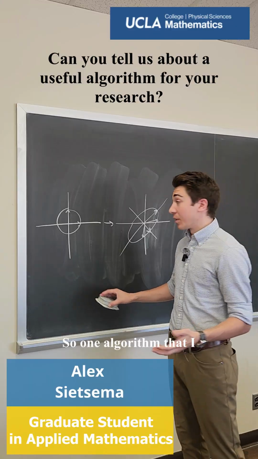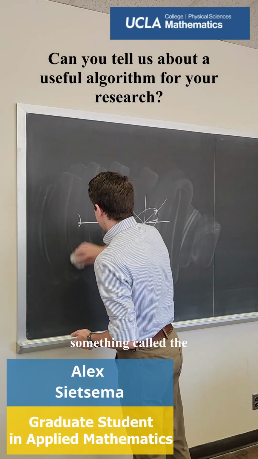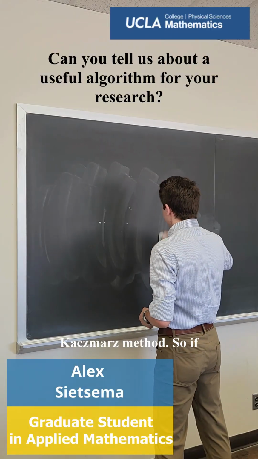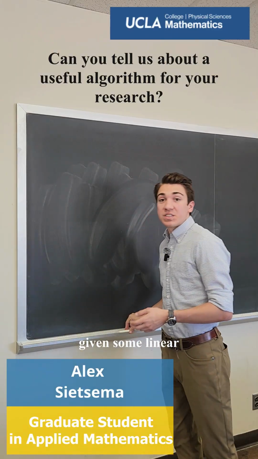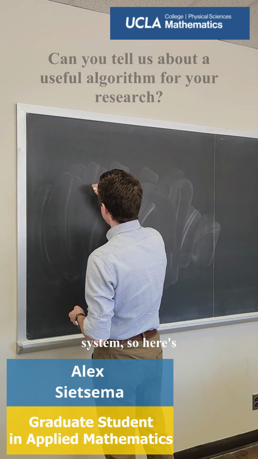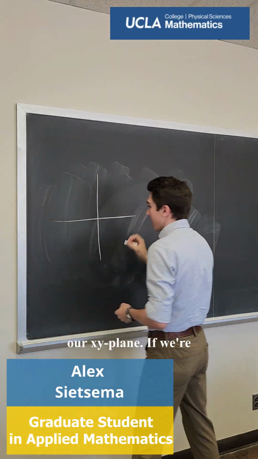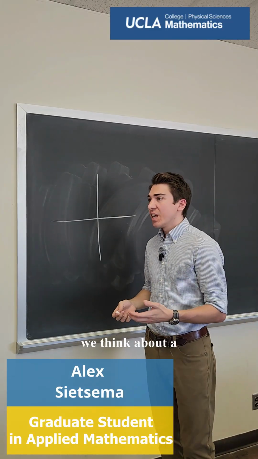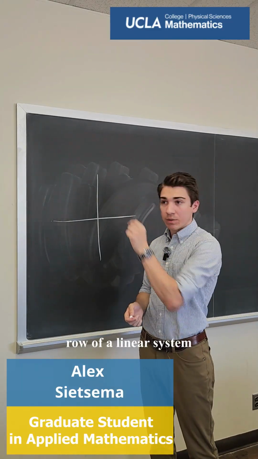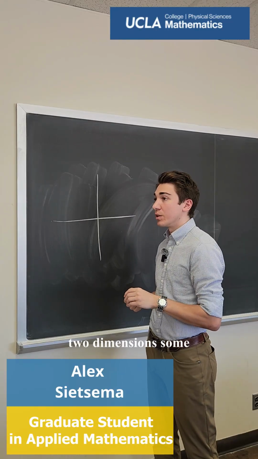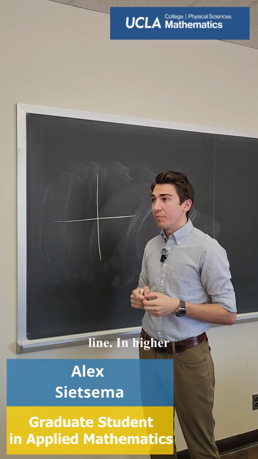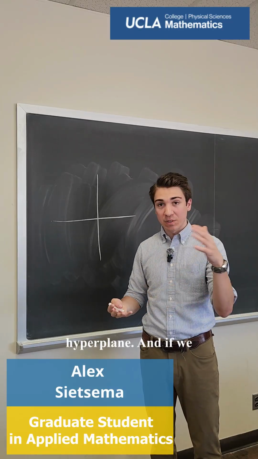So one algorithm that I think is really interesting is something called the Kaczmarz method. If we imagine that we're given some linear system, so here's our XY plane. If we're in 2 dimensions, if we think about a particular row of a linear system, that corresponds to, in 2 dimensions, some line. In higher dimensions, it'll correspond to some hyperplane.